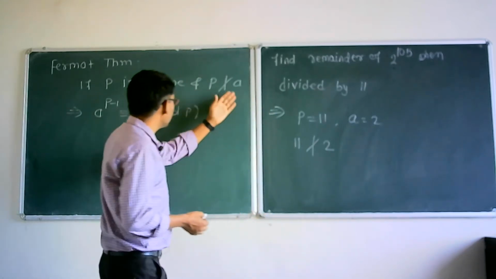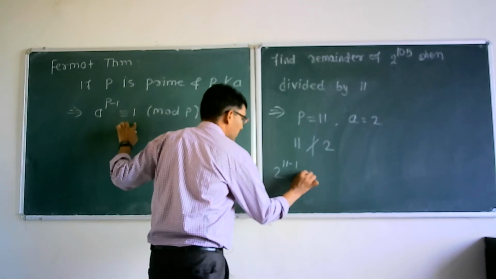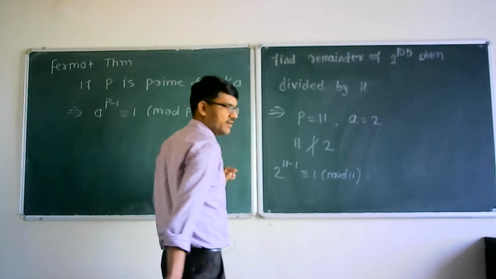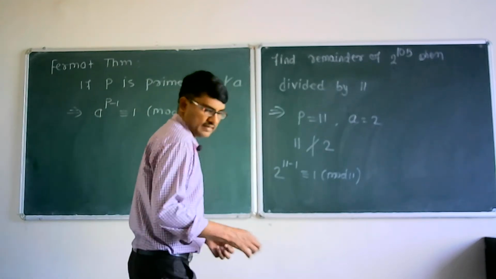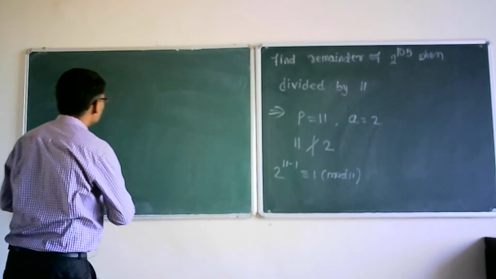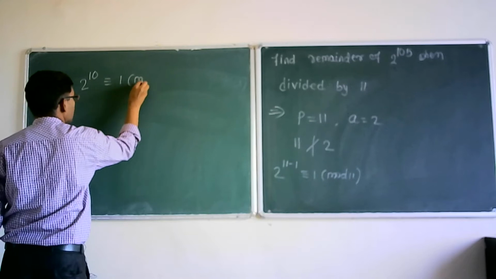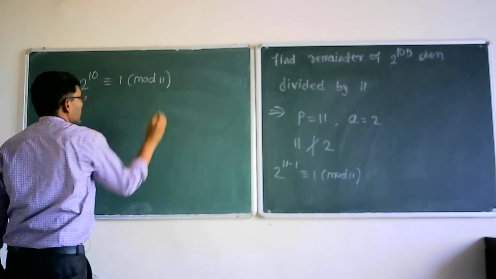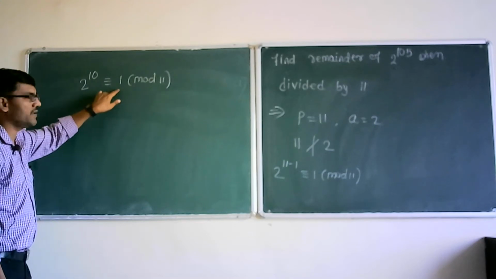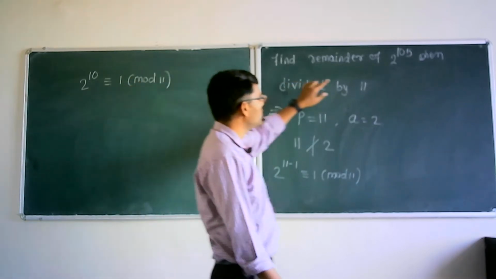So Fermat's theorem says A raised to P minus 1, that is 2 raised to 11 minus 1, is congruent to 1 mod 11. What does this imply? This implies 2 raised to 10 is congruent to 1 mod 11. So if we divide 2 raised to 10 by 11, the remainder is 1. But we want to determine 2 raised to 105.